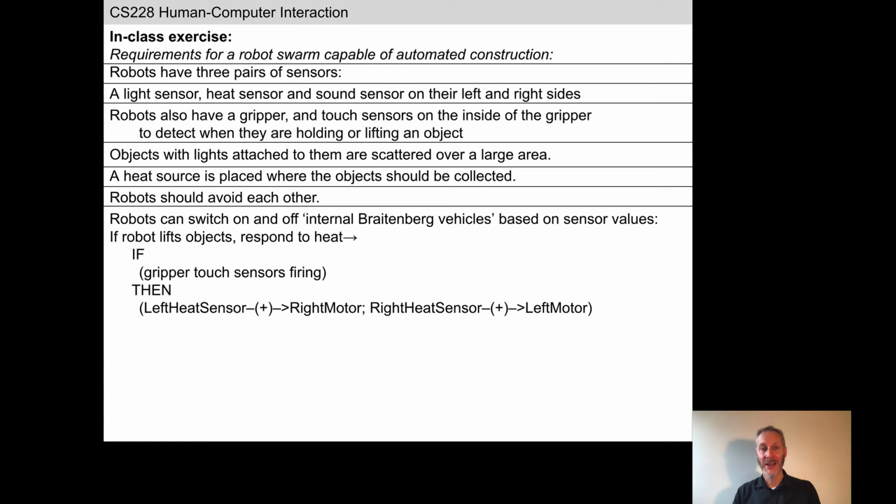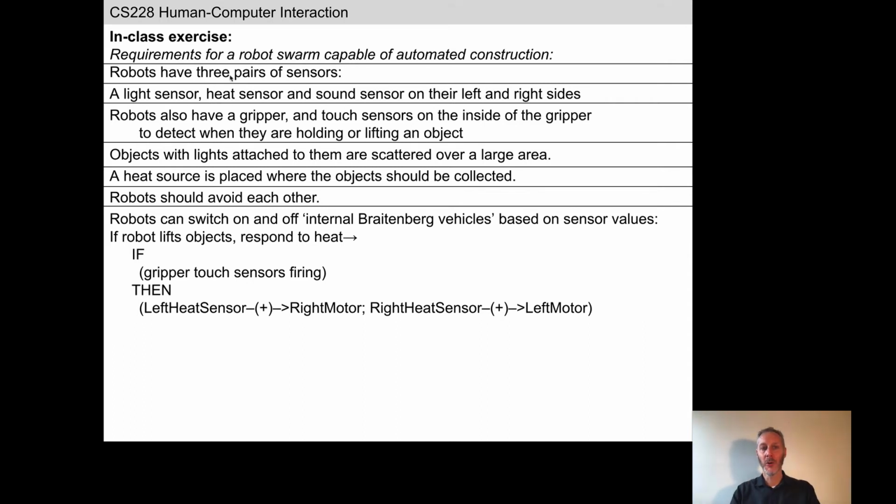Okay, we're going to take 5 minutes now, and I want you to put some of these ideas into action. So we're going to imagine a hypothetical situation here. You have been contracted to develop a robot swarm capable of automated construction. We're going to assume that you're going to place a bunch of robots. All those robots have exactly the same controller inside of them. So each robot has the same body and the same brain.